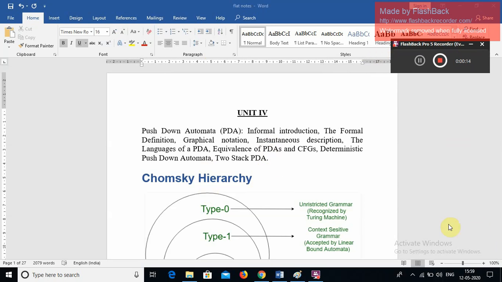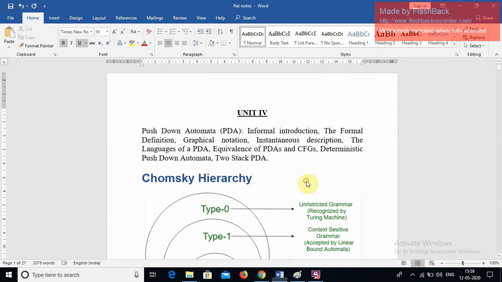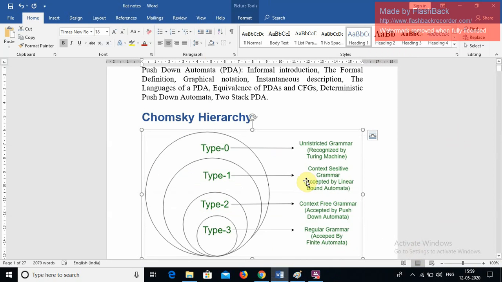So the Chomsky hierarchy, we already discussed it in the first classes of formal language and automata theory. The Chomsky hierarchy is used to classify grammars into four different types: type 3, 2, 1, 0. And we already completed type 3, that is the regular grammar, and the regular grammar is accepted by finite automata, which means the machine format for the grammar is finite automata.